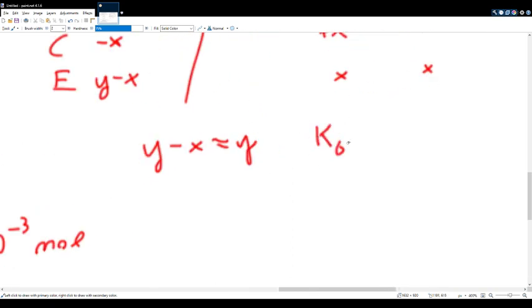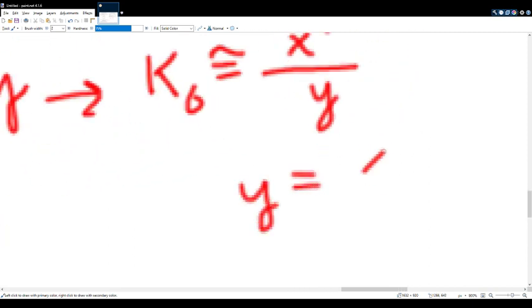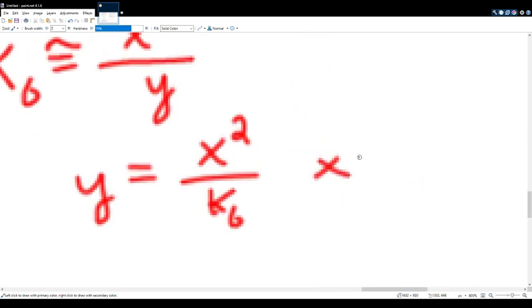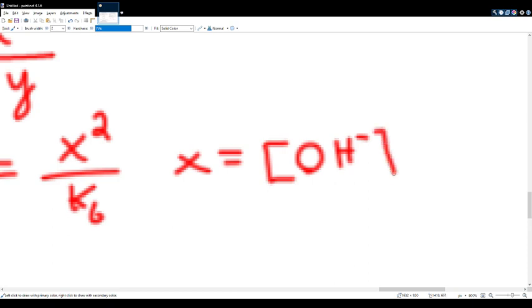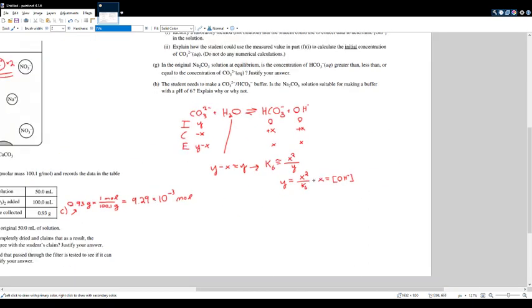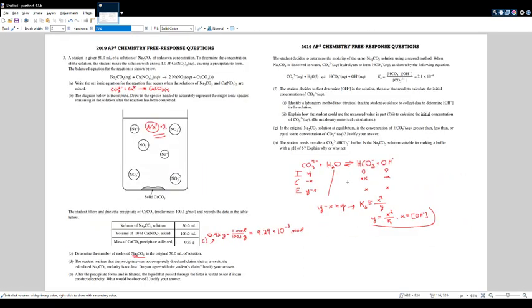So Kb is approximately equal to x squared over y. You can solve for y, which is x squared over Kb, and x is simply the final concentration of hydroxide. And I think that's apt justification. You don't really need to justify it in English. But yeah, this is honestly fine. I'd circle the answer just to be clear that that's what you're talking about. And yeah, that's your answer for part G.